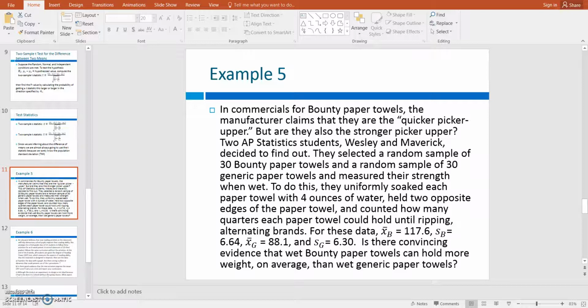For these data, the mean weight that Bounty could support was 117.6. The standard deviation was 6.64, and then for the generic, the mean was 88.1, standard deviation of 6.3. Is there convincing evidence that the wet Bounty paper towels can hold more weight on average than wet generic paper towels? So we're going to do a test to find out.